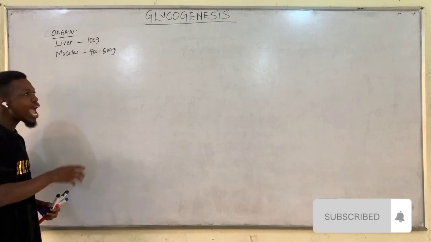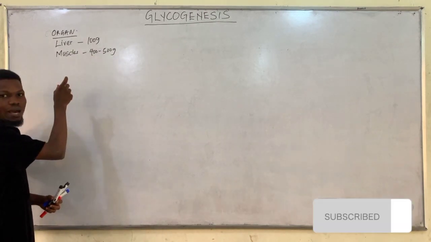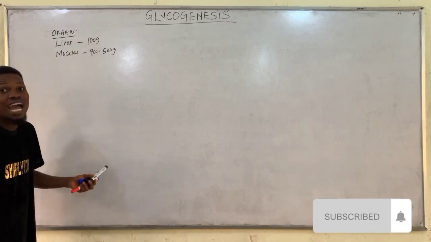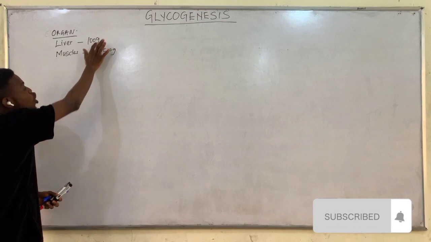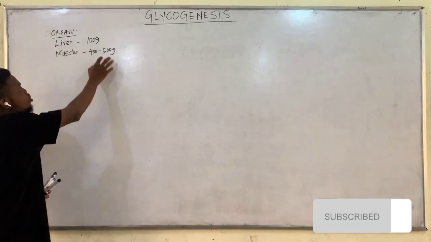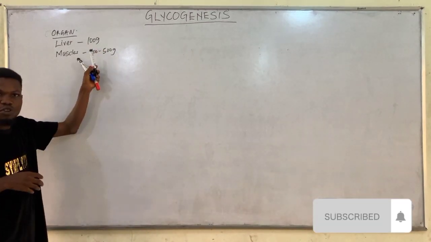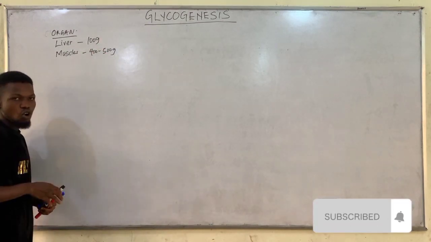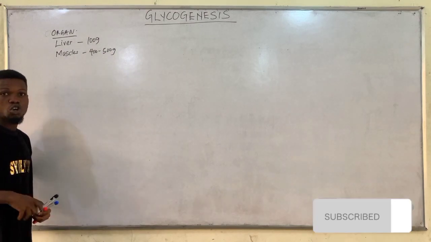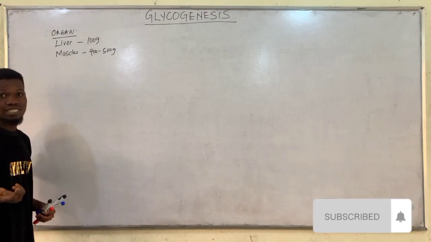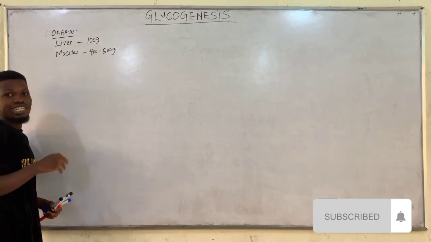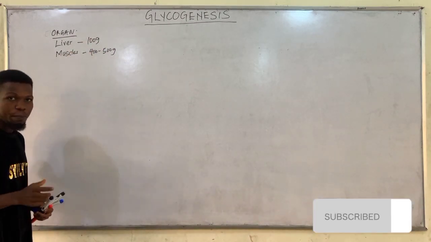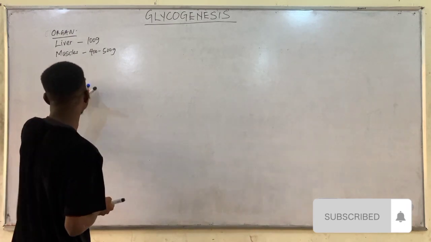Anything beyond the storage capacity of the liver and muscle, the glucose has no choice but to be converted to fat. Since they have reached this limit, any glucose that enters the liver will not be converted into glycogen anymore. If it has passed 100 grams in the liver or 400 to 500 grams in the muscle, the glucose will be converted to what? To fat. That is, if they have passed the holding capacity or storage capacity of these organs. Do you get my point now? So that is it. Now, let's continue.